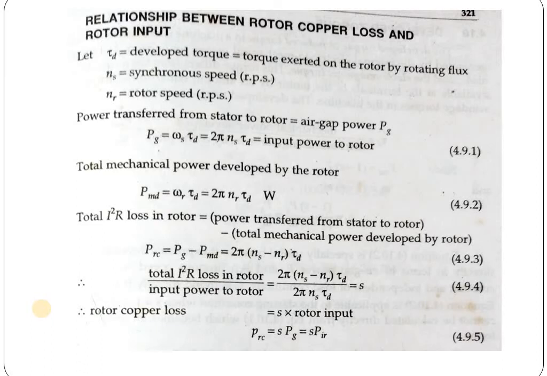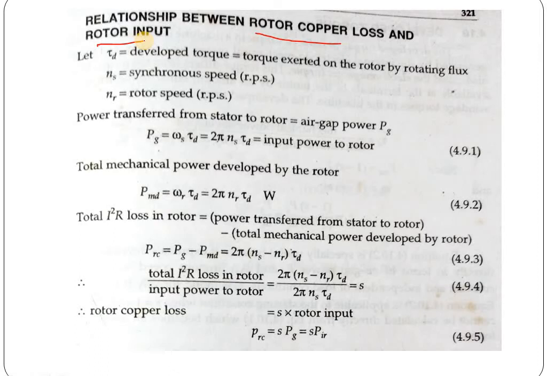Now we will try to develop a relationship between this power flow and the losses. Let us consider a relationship between rotor copper loss and rotor input. Copper loss means I2R loss. This rotor copper loss is basically the I2R loss, and the rotor input is basically the output of stator.